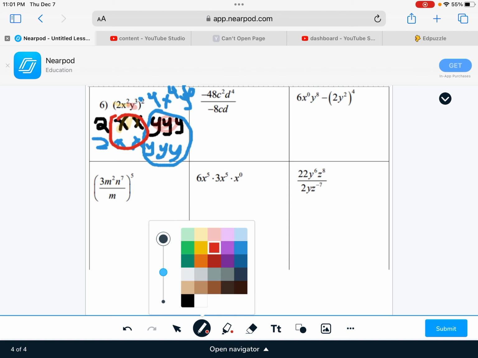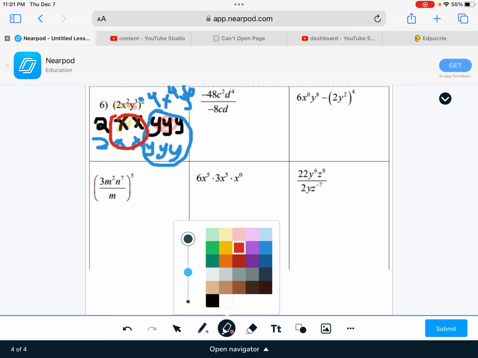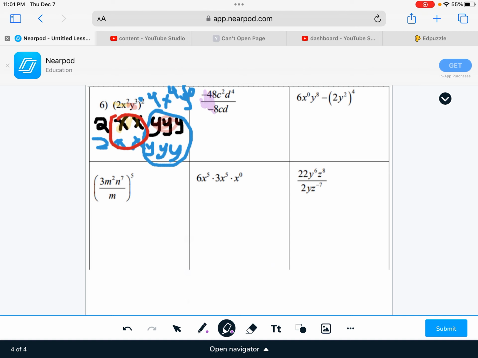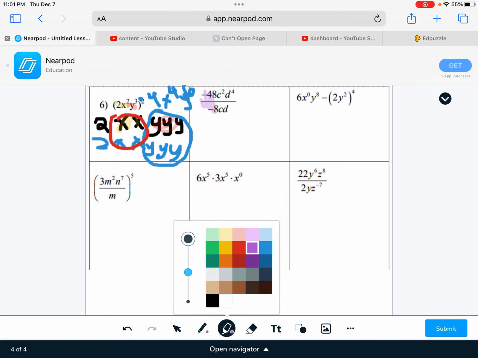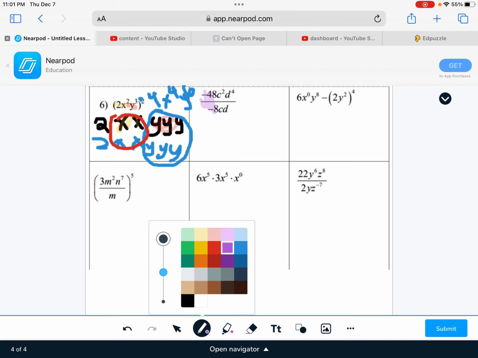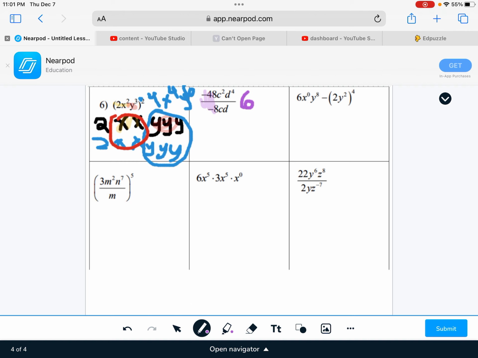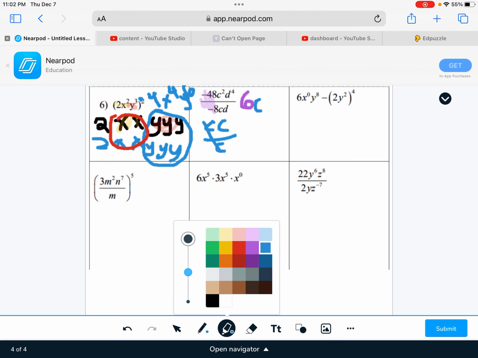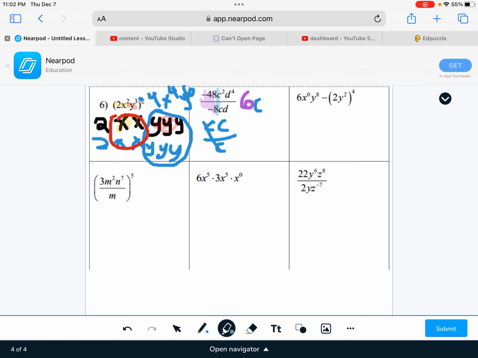The one next to it is not super duper hard either. We can start by just looking at the numbers that are in front and thinking about those first, the negative 48 and the negative 8. When you divide those, you get a positive 6. If you think about it, the C squared, CC over C to the 1, you could even write it like that, CC over C. Those will cancel. You'll just get the letter C right there. That takes care of these C's that we just looked at.